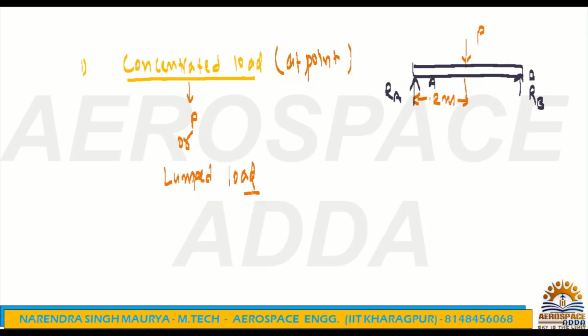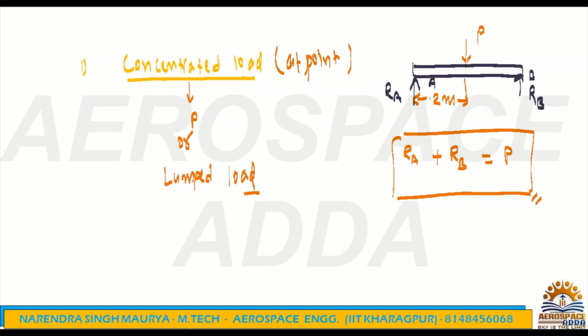Its calculation will be very easy. All vertical forces upward will be positive and downward will be negative, so RA plus RB is equal to P. That is the calculation. And to calculate the reaction forces, you take moment about any point and write the equation. One equation will be the moment equation, another equation will be RA plus RB is equal to P. Then you solve two equations in two unknowns and you will get the values. So it's very easy. This is all about concentrated load.